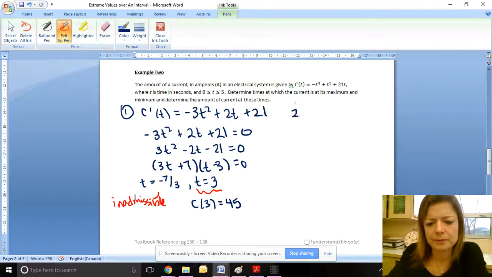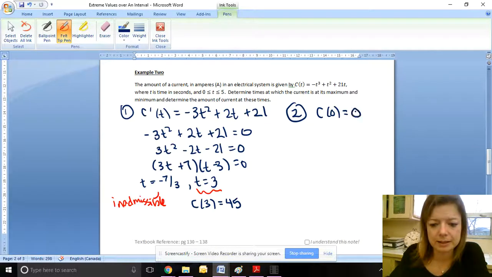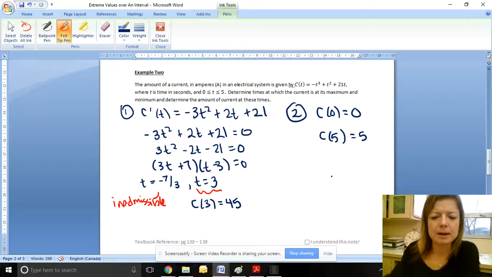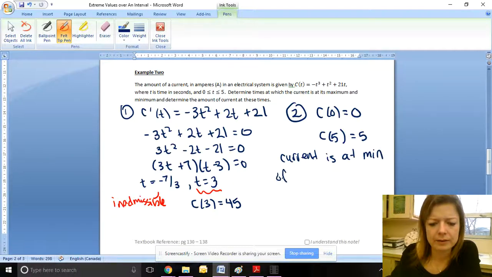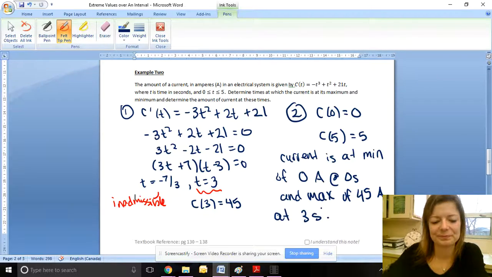Step 2 is testing the endpoints. The current right at the beginning, at time equals 0, is 0. And the current at the end of the interval, at 5 seconds, is 5 amperes. It said determine the times when the current is at its maximum and minimum. So we can say the current is at a min of 0 amperes at 0 seconds and a max of 45 amperes at 3 seconds. And that's within the given interval.